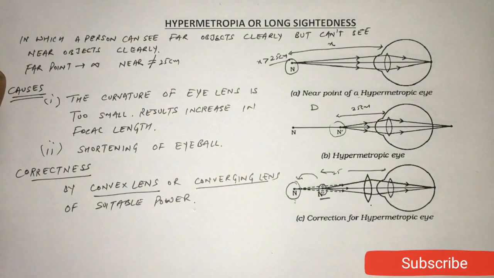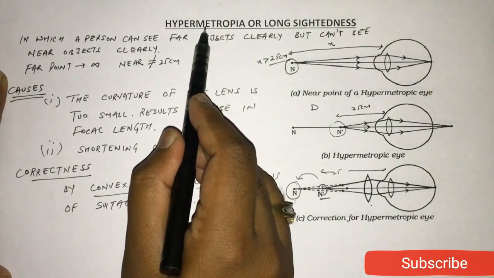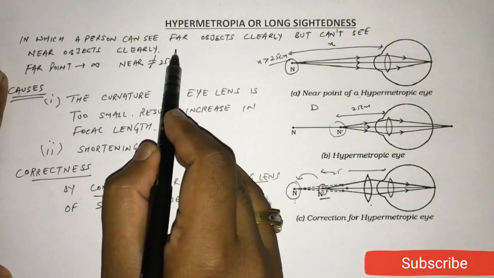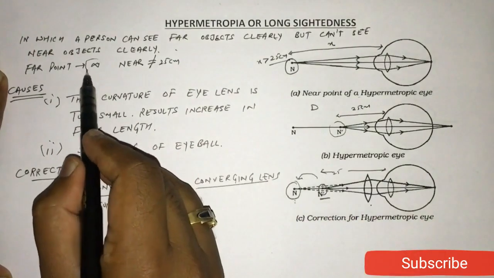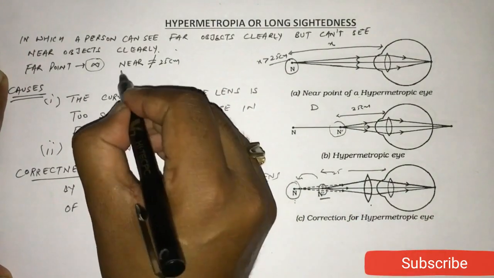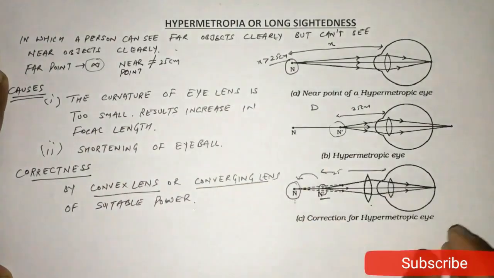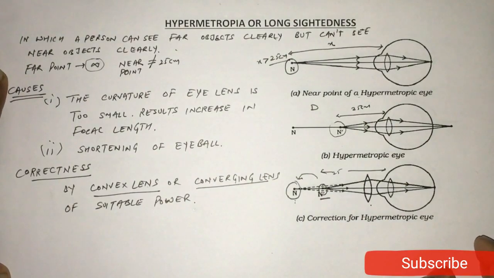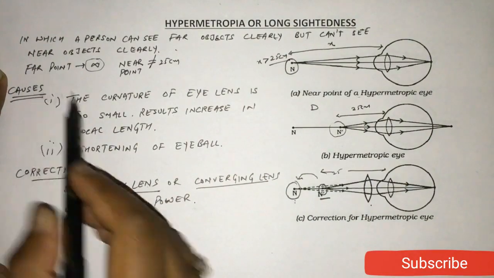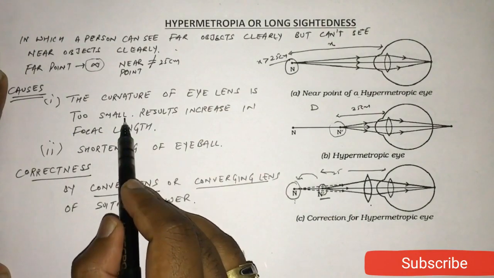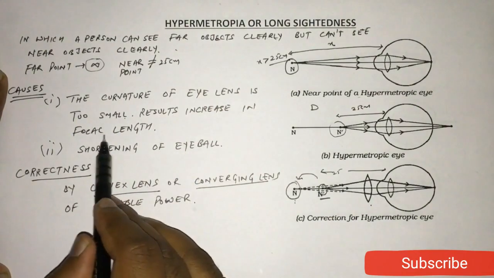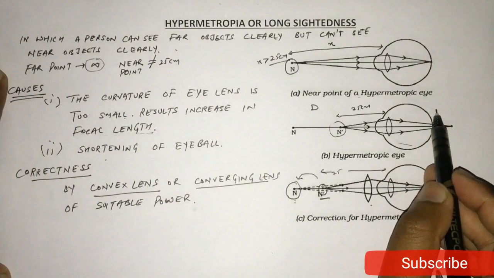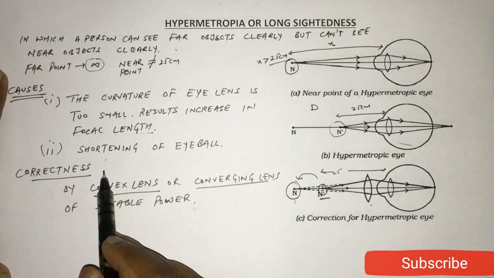I am repeating again. Hypermetropia is the defect in which the person can see far objects clearly but can't see the near objects clearly. In this case, the far point is infinity, but near point is not 25 centimeter, it's greater than 25 centimeter. Now, what are the causes of hypermetropia? First one is the curvature of eye lens is too small, which results in increase in focal length. Second one is the shortening of this eyeball. Now, last is correction. How can we correct this defect?